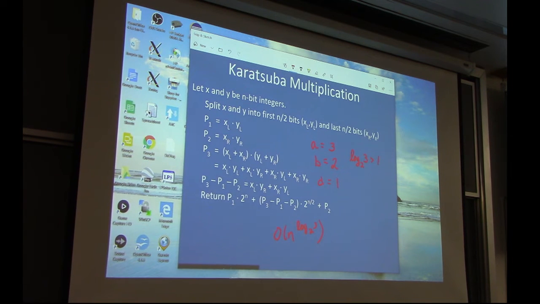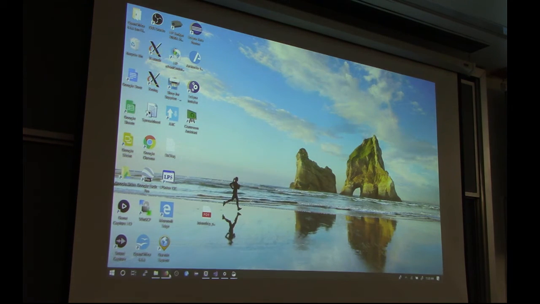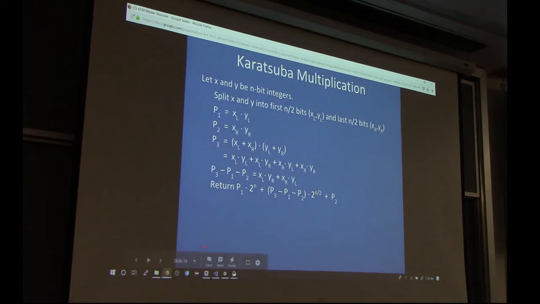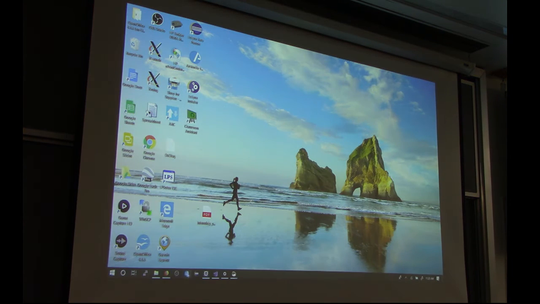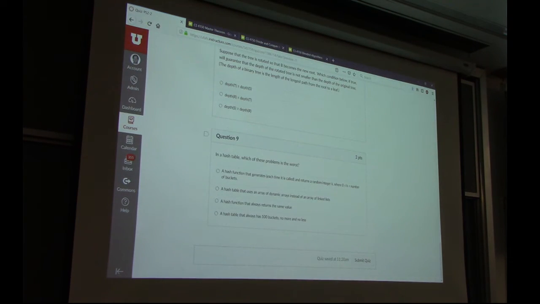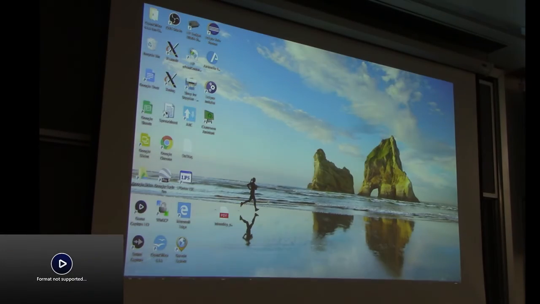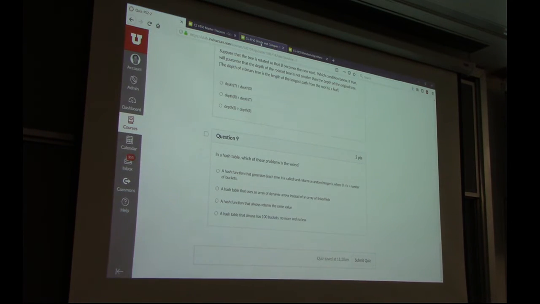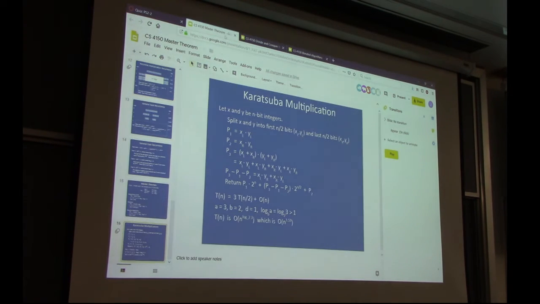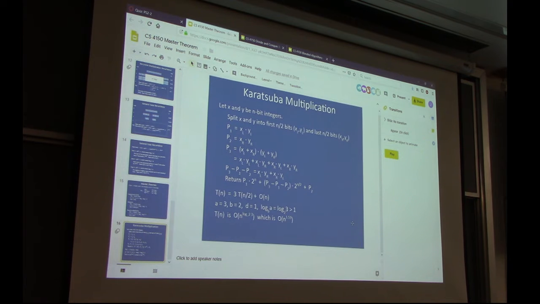So it's an improvement. So if we go back to the slide, no, that's not the slide. Did I kill the screen? I think I killed it. Okay, so we get back here.